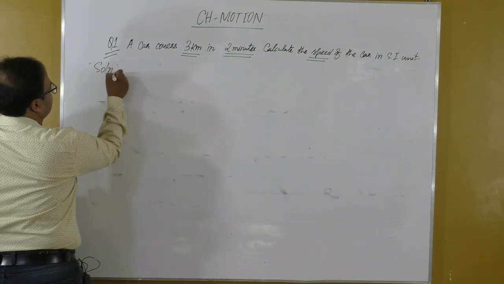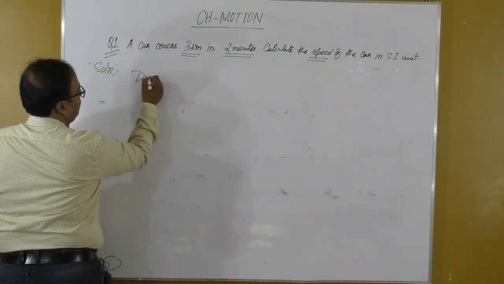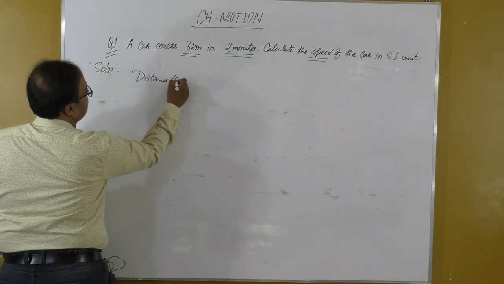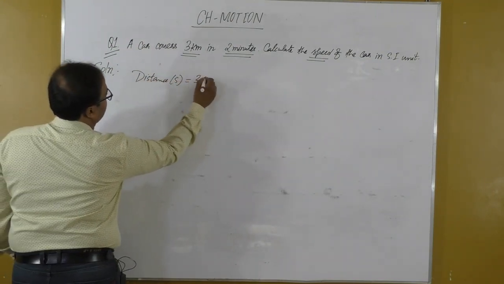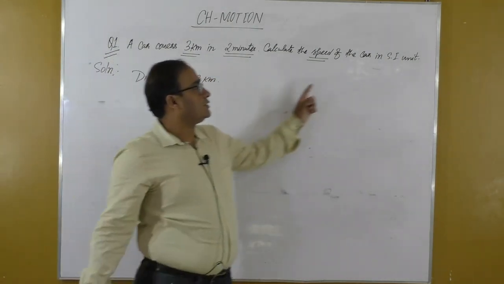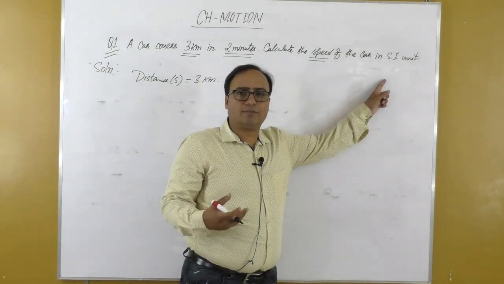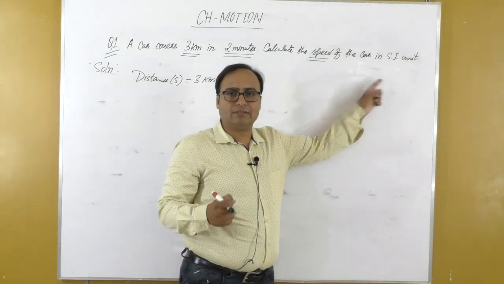Look at the solution here. In this question, distance covered is given, it is 3 kilometers. Since we are asked to calculate the speed in SI unit, you should know the SI unit of speed and that is meter per second.